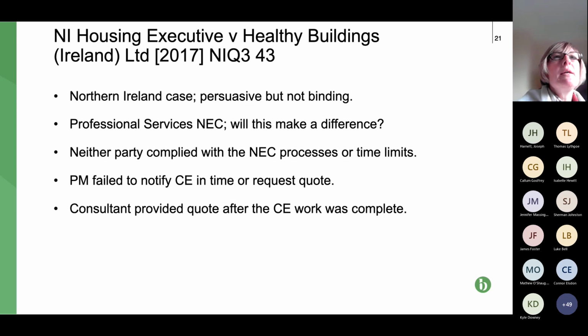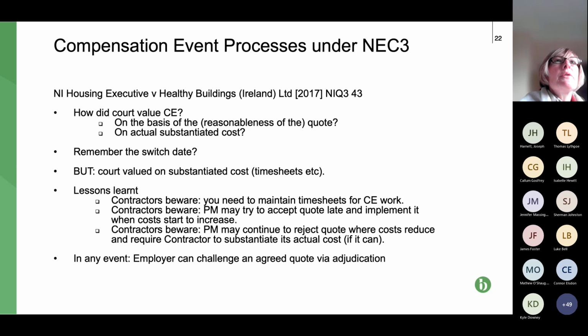And if we can just move to the next slide, please, Jen. What the Northern Ireland courts basically said was that by the time these matters get to court, bearing in mind under NEC, you've got to adjudicate it first and then you go to court. Typically, you're not going to adjudicate until you've got to the end of the project. Not always, but that's how it works in practice.